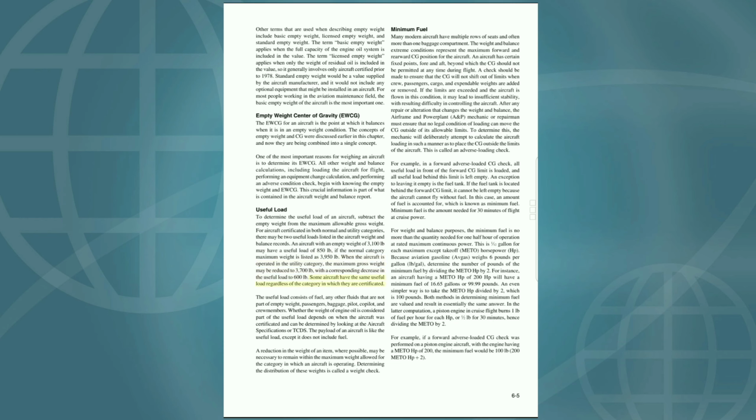Some aircraft have the same useful load regardless of the category in which they are certificated. A useful load consists of fuel, any other fluids that are not part of empty weight, passengers, baggage, pilot, co-pilot, and crew members. Whether the weight of engine oil is considered part of the useful load depends on when the aircraft was certificated and can be determined by looking at the aircraft specifications or TCDS. The payload of an aircraft is like the useful load, except it does not include fuel.